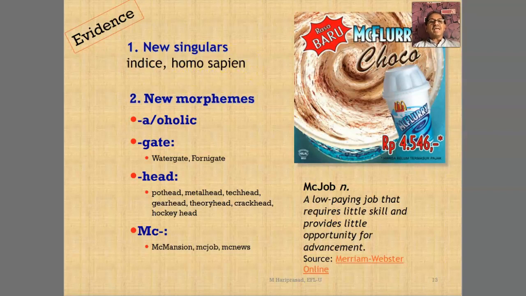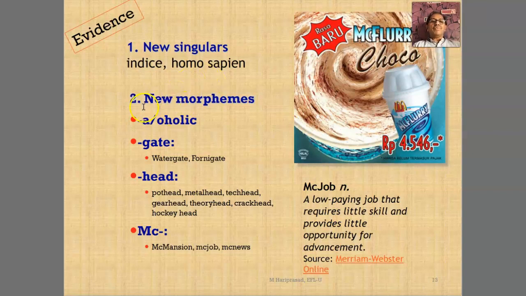Right? When new singulars can be formed from plurals, that means there is a rule. These are not stored anywhere. There is a rule which removes the plural morpheme and we get the stem. That means there is a regularization of a rule.